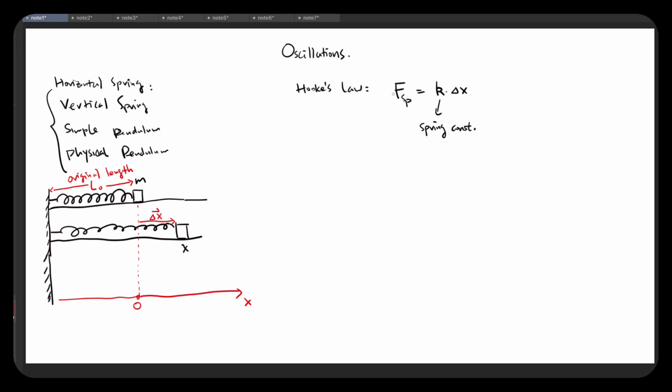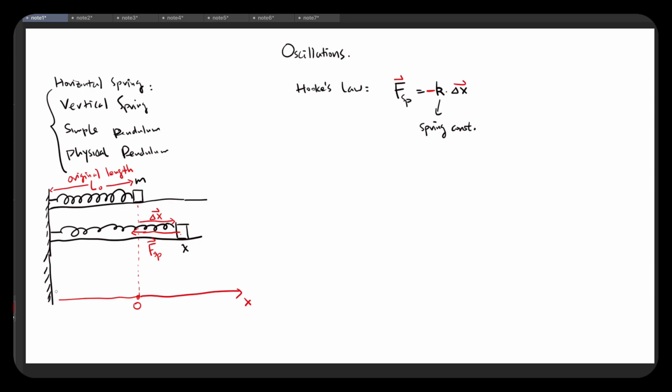Now, because the spring force and the displacement are vectors, if you want to write this equation as a vector equation, then we need to add a negative sign here. Because in this position, the spring force is backward, trying to pull the mass m back to the origin O. So that's the spring force direction.